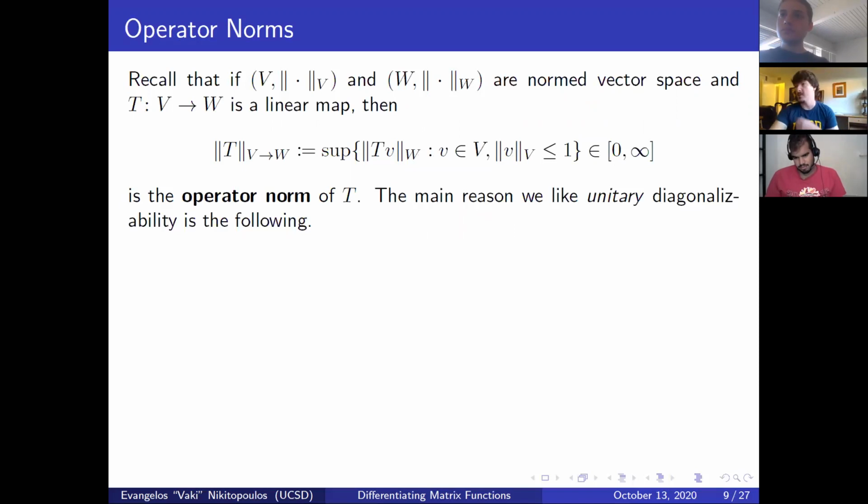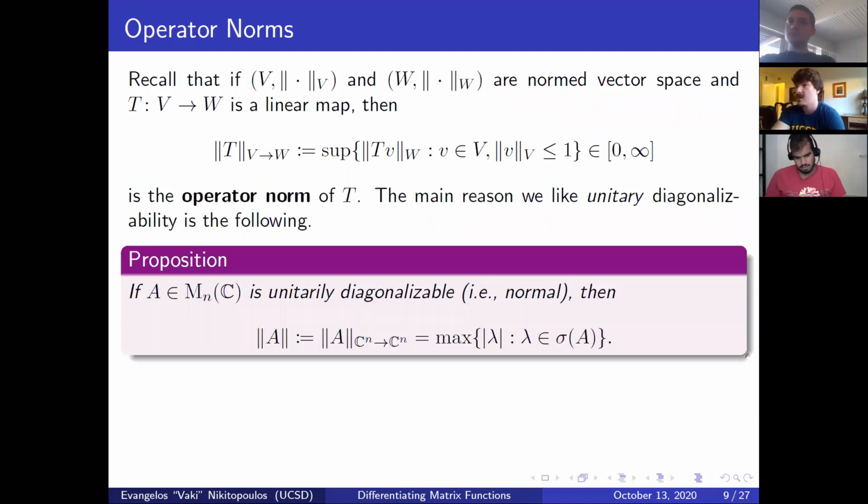Here's the main reason we want unitary diagonalizability. If you have a normal matrix, i.e. a unitarily diagonalizable matrix, then the operator norm of the matrix is just the biggest absolute value of whatever eigenvalues the matrix has. And I will continue this convention of shortening the operator norm of a matrix, which is a map from C^n to C^n, as just this norm sign.